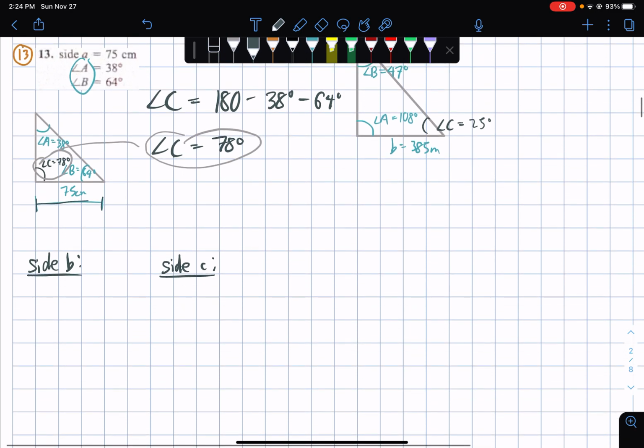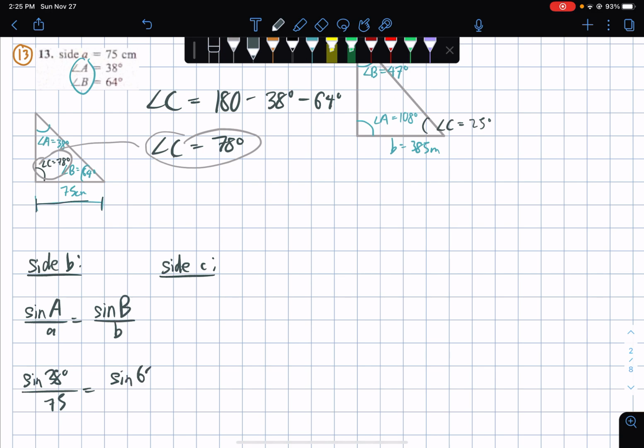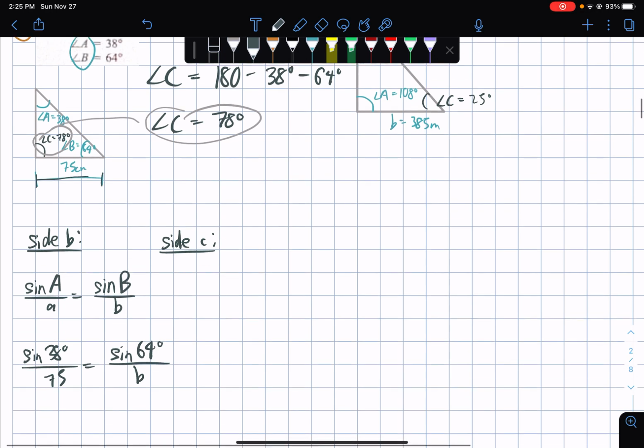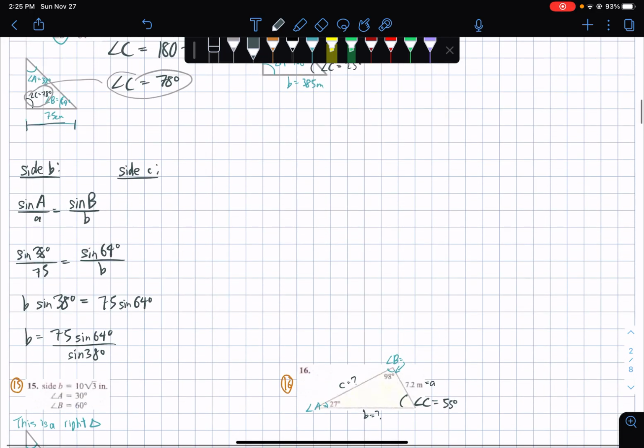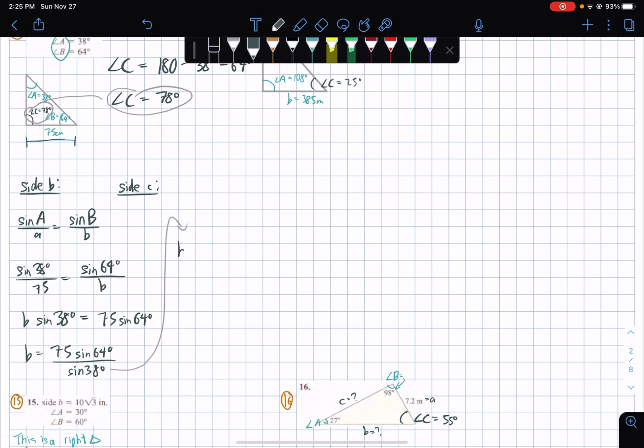Okay, to look for side B, we know that we have the value of angle A and side A. To look for side B, we know the angle of B, but we're looking for side B. So this is the formula that we'll be using. So sine 38 degrees over 75 centimeters is equal to sine 64 degrees divided by letter B. So basic algebraic manipulation. B is equal to 109.5 centimeters.